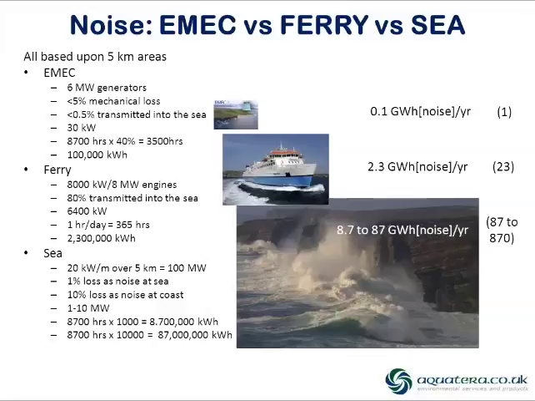And what this shows is that the accumulated noise output from EMEC is likely to be in the region of 100,000 kilowatt hours. If we look at the ferry and do a similar calculation, and here the vessel's passing the area for about 1 hour in the day through each of the 6 passages, then the accumulated power output is considerably higher. It's about 23 times higher, and here are the simple factors.